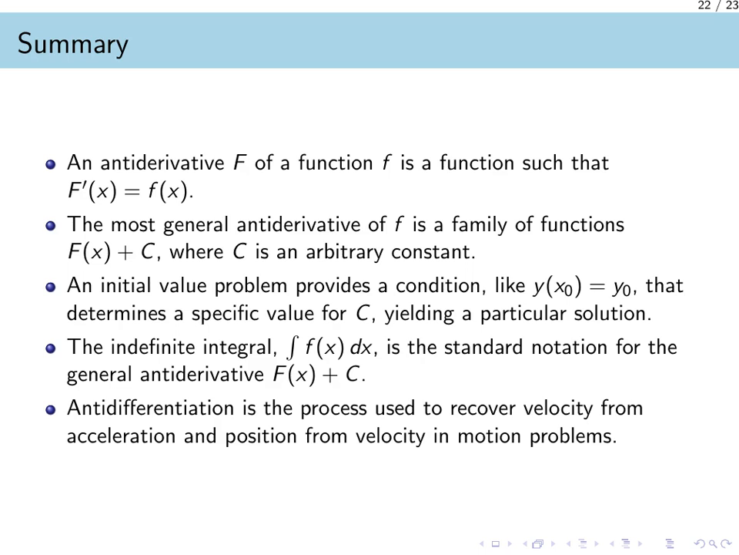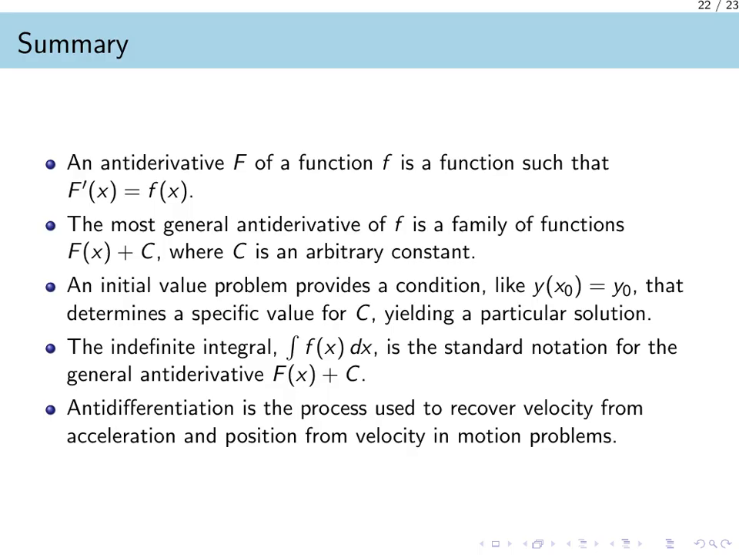Let us summarize the essential ideas of antidifferentiation we have covered. The core concept is finding a function, which we can call capital F, whose derivative is our original function, little f. Because the derivative of any constant is 0, the most general antiderivative is a whole family of functions written as capital F of x plus c, where c is an arbitrary constant. To find a specific function from this family, we need an initial value problem, which provides a single point that our function must pass through. This condition lets us determine a specific value for the constant c, giving us a particular solution.